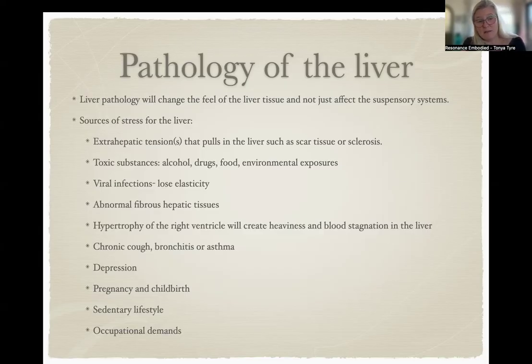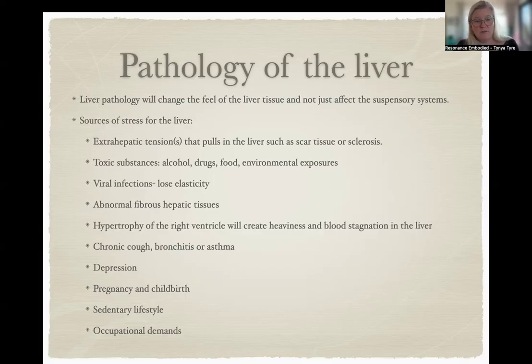So again, next point, abnormal fibrosis of the hepatic tissues is a problem as well that can really restrict circulation, etc. And then we're just not really having great function of those cells. They're under tension and under stress, and there's probably less hepatocytes to do the work. Also, hypertrophy of the right ventricle of the heart can create a lot of heaviness and blood stagnation in the liver. Chronic cough can cause problems with the liver.